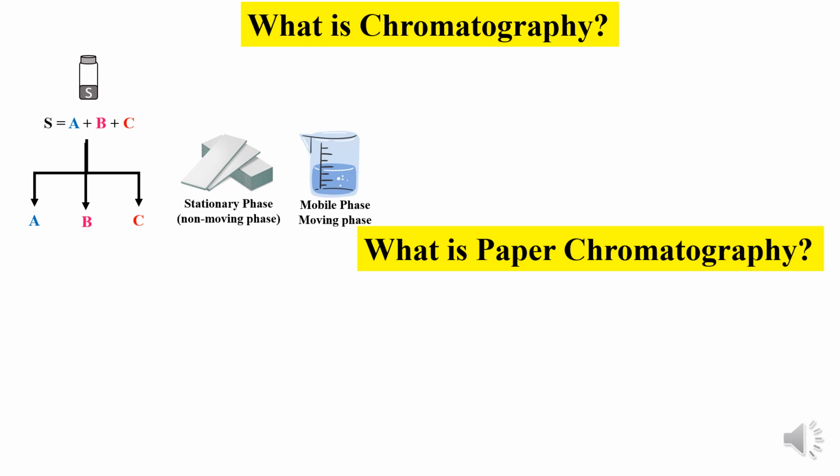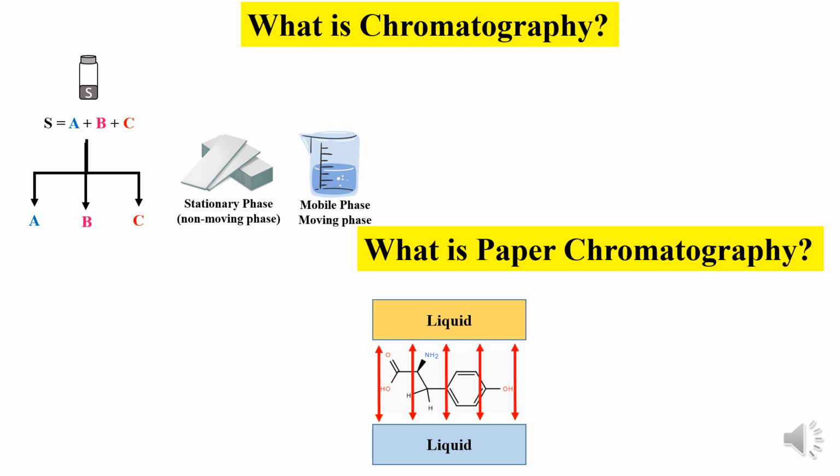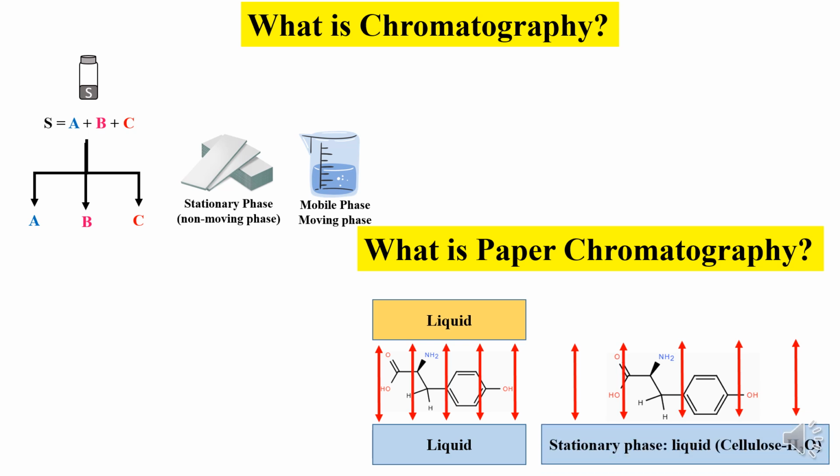What is paper chromatography? Paper chromatography is a separation technique where the given sample molecule is partitioned between two liquids based on its relative solubility or affinity. The molecule is partitioned between two liquid phases, of which one is a stationary phase.